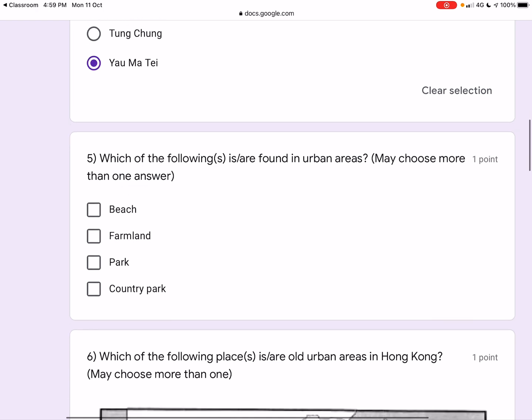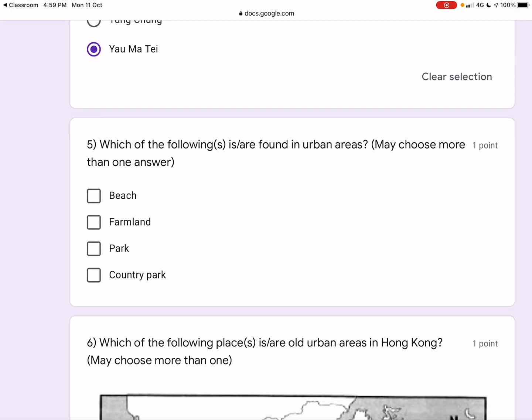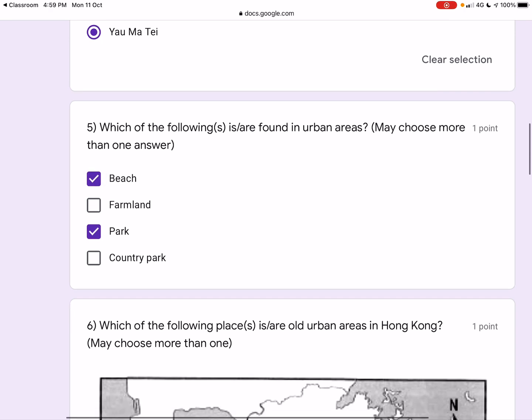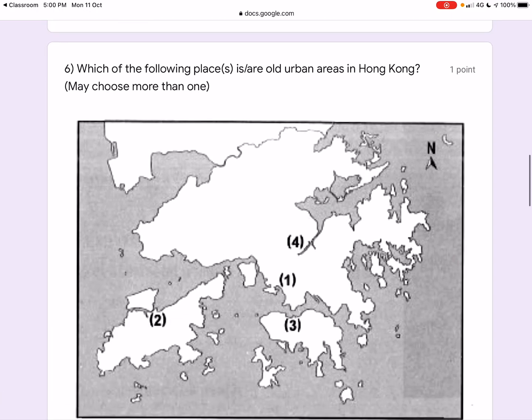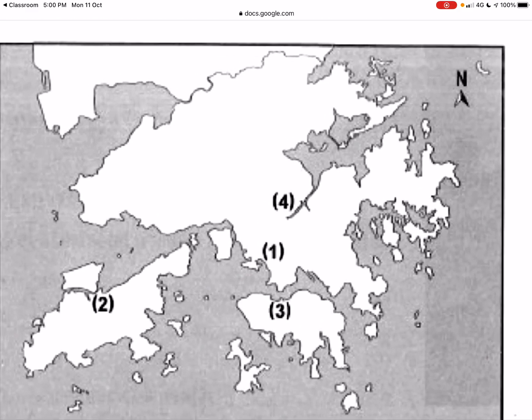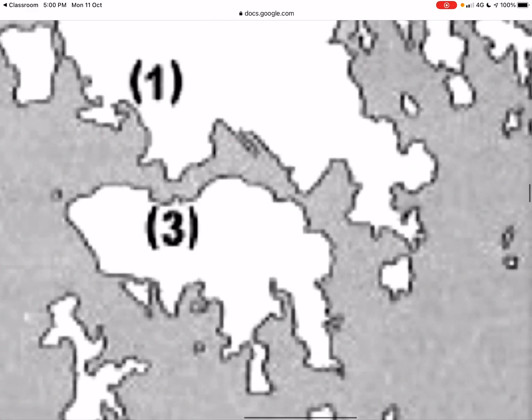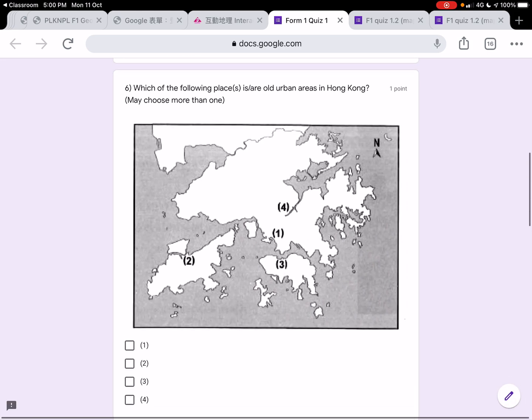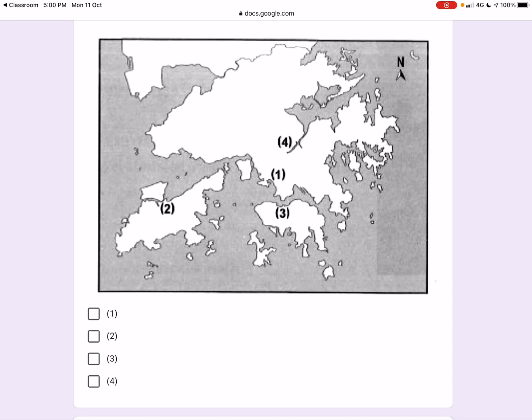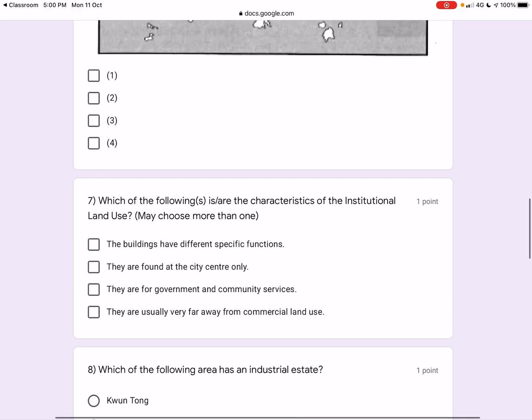Which of the following can be found in urban areas? Park and also beach. Just like Repulse Bay, we can find a lot of parks, and meanwhile the beach is right there. So it should be both of them. And then, which of the following are old urban areas in Hong Kong? I think the answer should be number 1 and 3. You can choose more than one, so number 1 and number 3. Tung Chung and Sha Tin are relatively too new, so they shouldn't be.